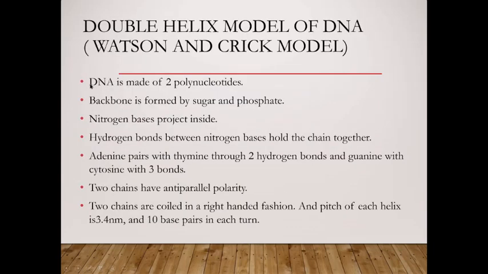In the double helix model of DNA, proposed by Watson and Crick, which is called alpha helical, DNA is made up of two polynucleotides. The backbone is formed by sugar and phosphate. Nitrogen bases project inside. Hydrogen bonds between nitrogen bases hold the chains together. Adenine always pairs with thymine through double hydrogen bonds, and guanine always pairs with cytosine with triple bonds. The two chains have anti-parallel polarity. The two chains are coiled in a right-handed fashion, and the pitch of each helix is 3.4 nanometers, with 10 base pairs in each turn.